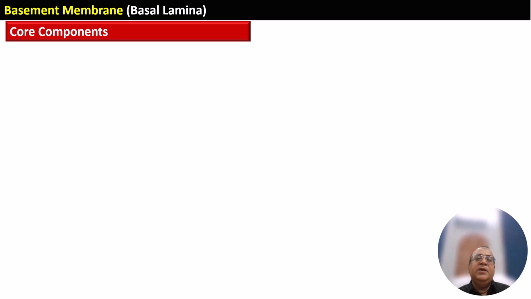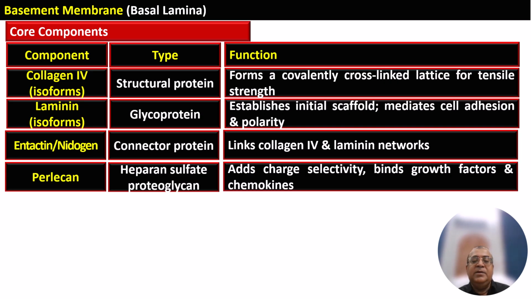The core components of the basement membrane are collagen type 4, laminin, entactin or nidogen, and perlecan, that is the heparan sulfate proteoglycan. The collagen type 4 and laminin are present in isoforms, and these many isoforms are responsible for its tissue function and tissue type.